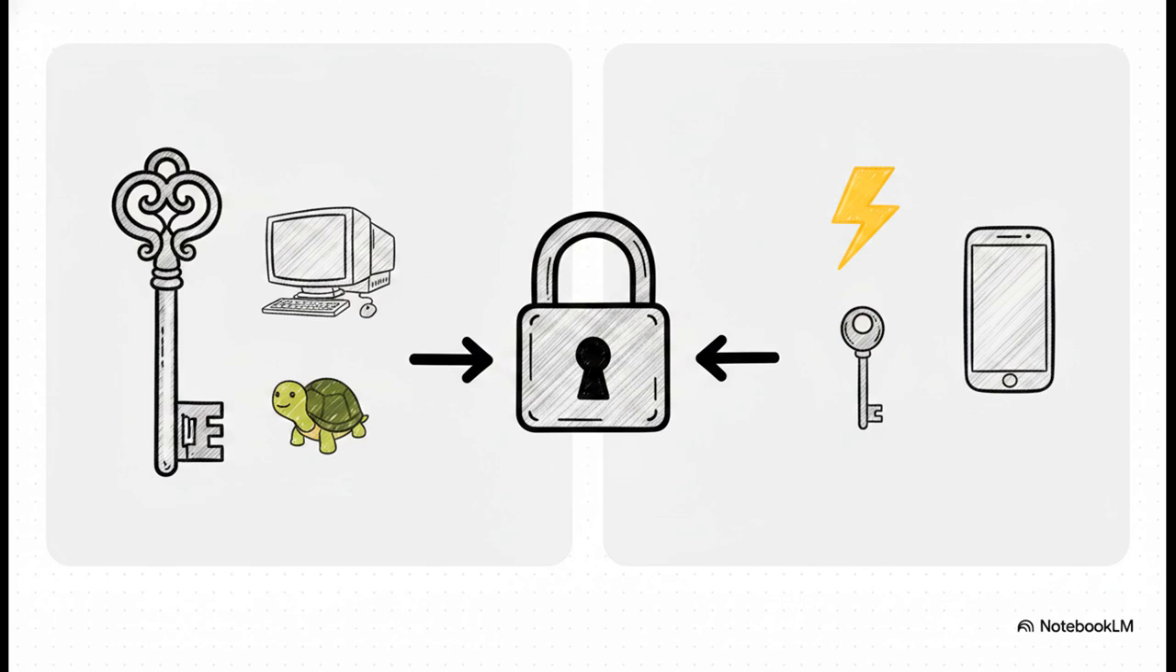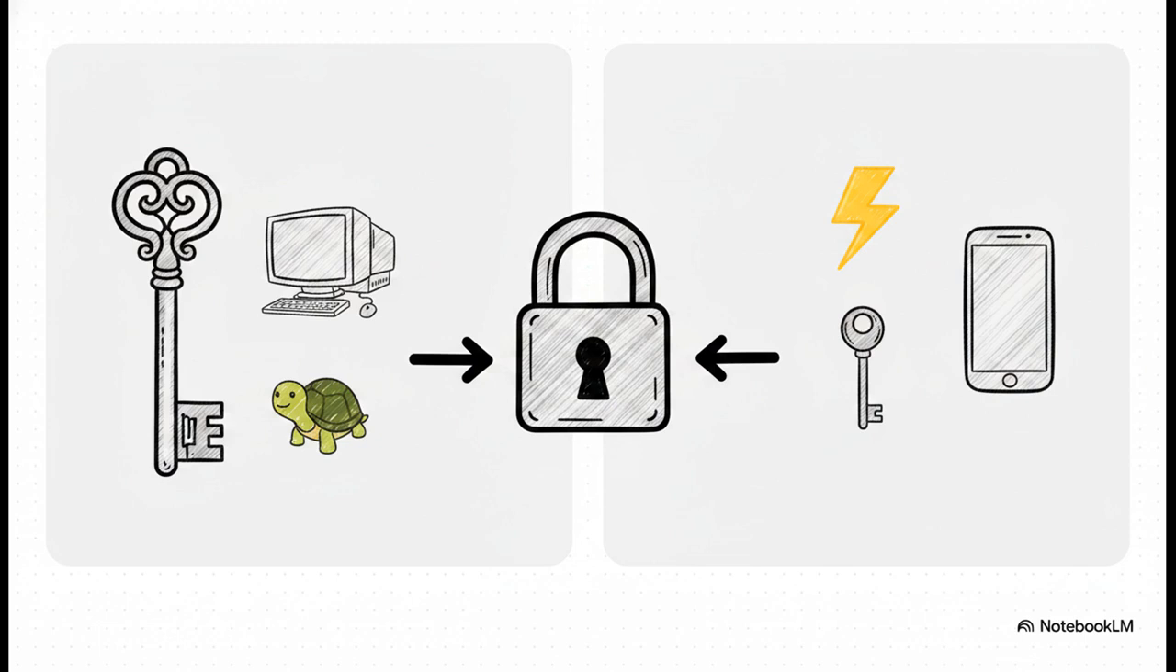So we go with asymmetric algorithms. Here we're comparing the legacy giant RSA against modern elliptic curve cryptography, or ECDSA. Now, RS-256 is the industry standard. It's highly compatible and incredibly fast to verify. But ES-256, that's the modern marvel.